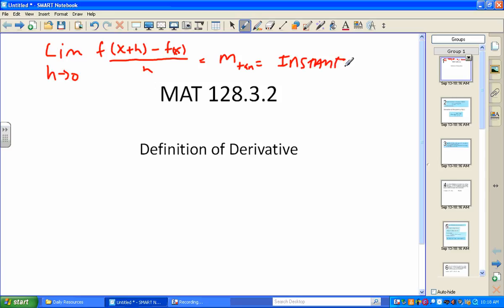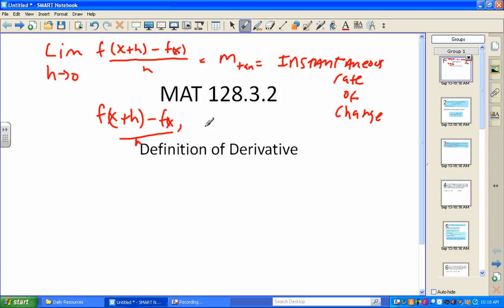Instantaneous rate of change. Okay? We said the average rate of change was just f of x plus h minus f of x all over h. We said that was just the slope of a secant line, and that was the average rate of change. Okay? So we're going to take those from section 1 and apply it to this section right here.